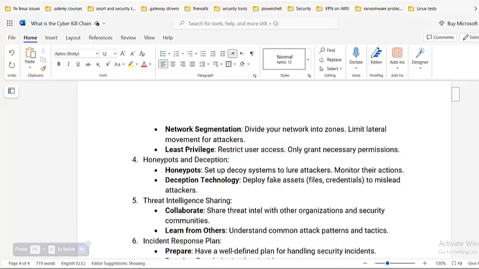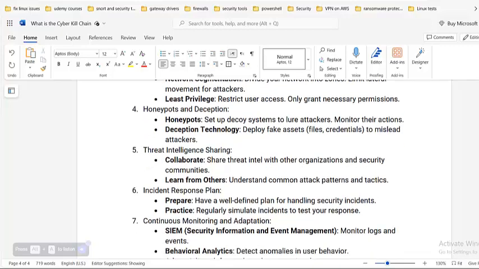Number five, threat intelligence sharing. Collaborate: share threat intel with other organizations and security communities. Learn from others. Understand common attacks, patterns, and tactics.